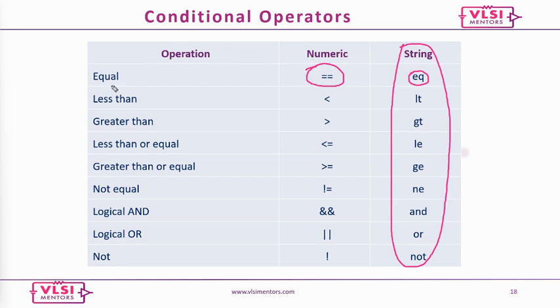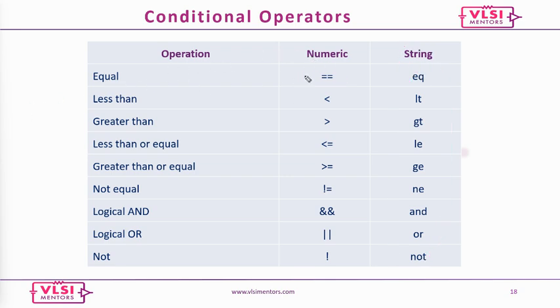Here, if you want to compare two numbers, you use this syntax, and if you want to compare two strings, or the variable you are comparing is a string, then use eq. Less than here is lt, and greater than, which is the greater than symbol here, is gt. Less than or equal is le, and greater than or equal is ge. Not equal is an exclamation mark and equal, whereas here you can just use ne.